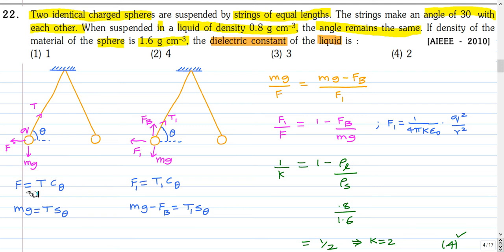So to write the force balance equation, in the first case we get F equal to T cos theta in the horizontal direction, and in the vertical direction the weight mg is balanced by T sin theta. In the second case, the electrostatic repulsive force F1 is balanced by T1 cos theta. The tension in the string will change to T1, but the angle is same, and in the vertical direction the downward force is mg minus Fb, that will be equal to T1 sin theta. So you have to eliminate the tensions and the angle theta.